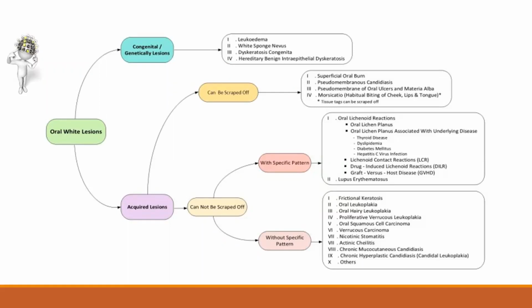So, starting with oral white lesions, they can be classified in numerous ways, but the one I'm going to talk about today is congenital and acquired. And acquired lesions are those that can be scraped off and those that cannot be scraped off. I'm going to discuss various lesions here. So let's start with lesions which can be scraped off.